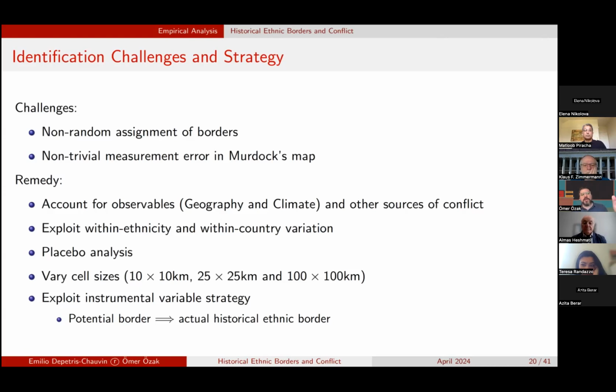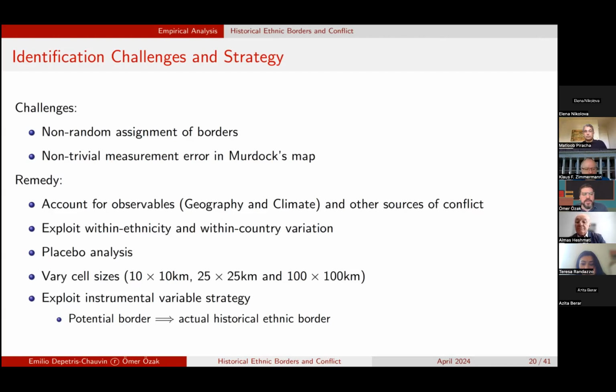Okay, so I was saying we're going to basically account for all kinds of observables, right? We're going to exploit within-ethnicity, within-country variation, so accounting for everything that's culturally, historically, institutionally common across the country and also within each ethnic group. We're going to perform some placebo analysis. We're going to vary the size of the cells to try to show that this is very robust no matter what cell size we're using.